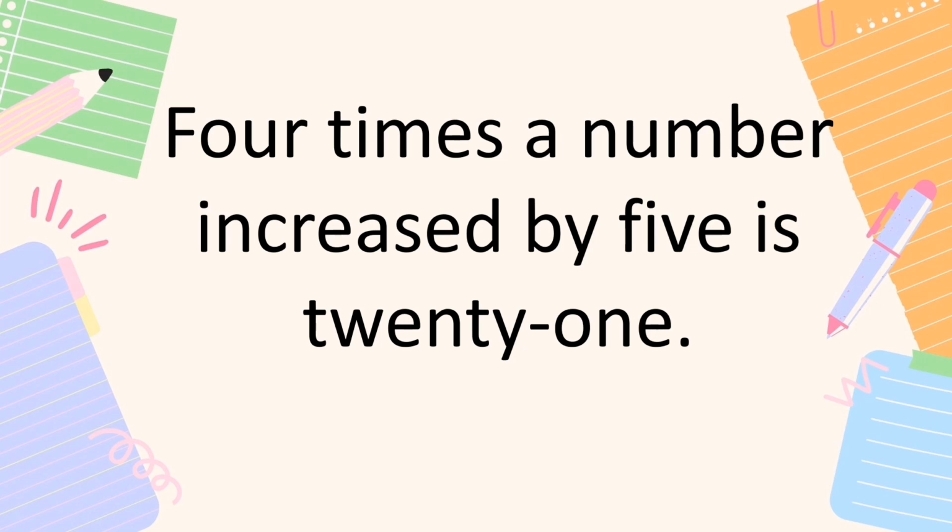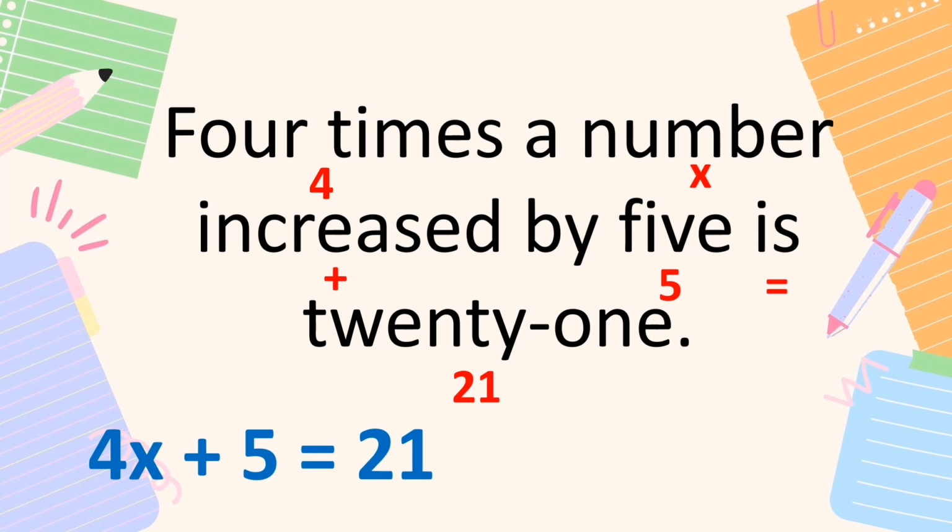First, we have 4 times a number increased by 5 is 21. In this case, a number is unknown, and it can be represented as variable x. So this given sentence can now be written as 4x plus 5 equals 21.